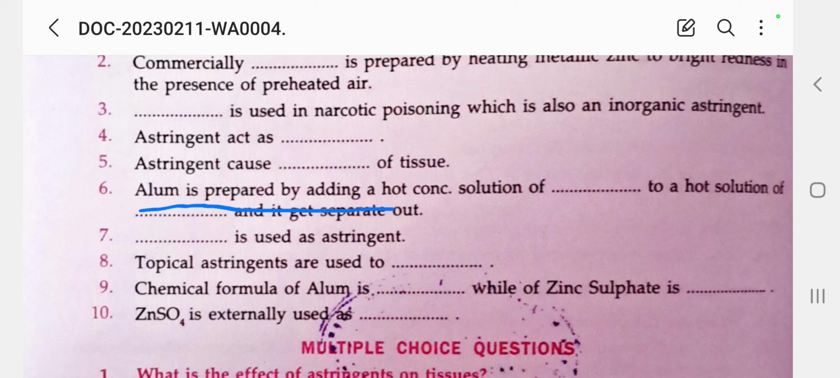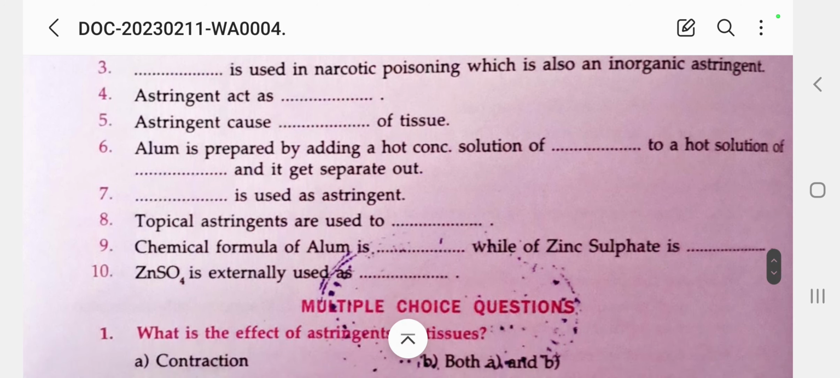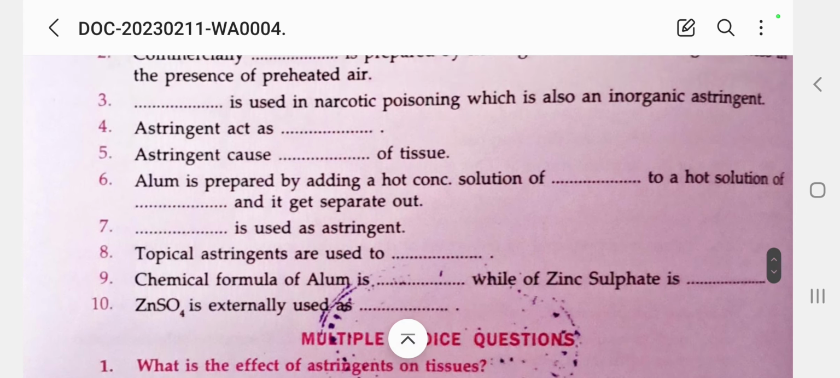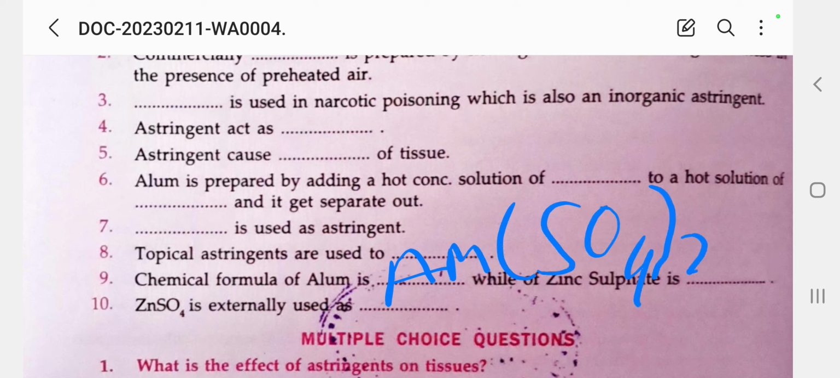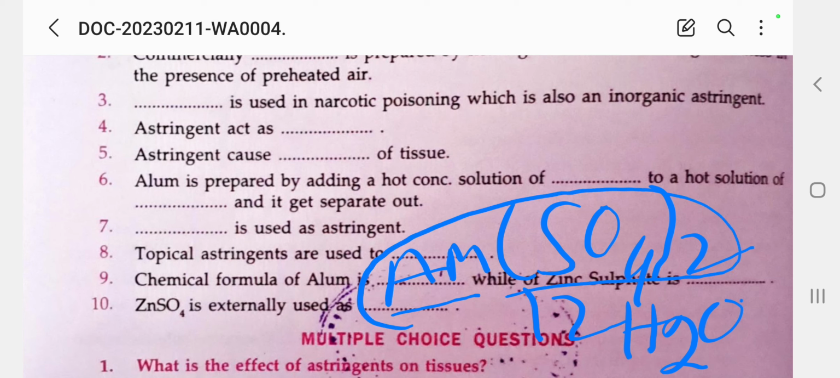Next, dash is used as an astringent: zinc sulfate and alum. Topical astringents are used to firm up the skin. Chemical formula for alum: the general formula is AmSO4 twice, 12 molecules of water. So this is the general molecular formula of alum.